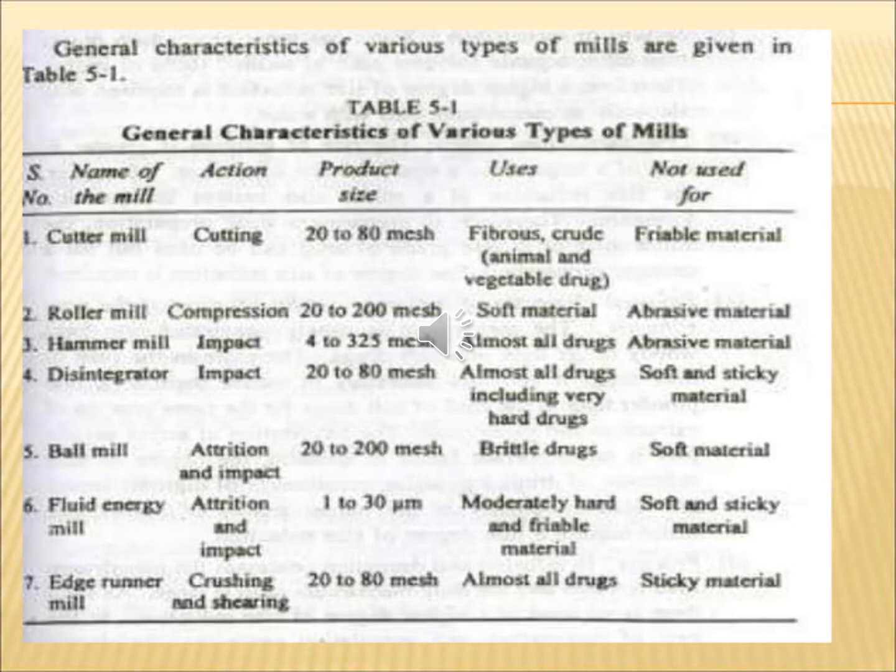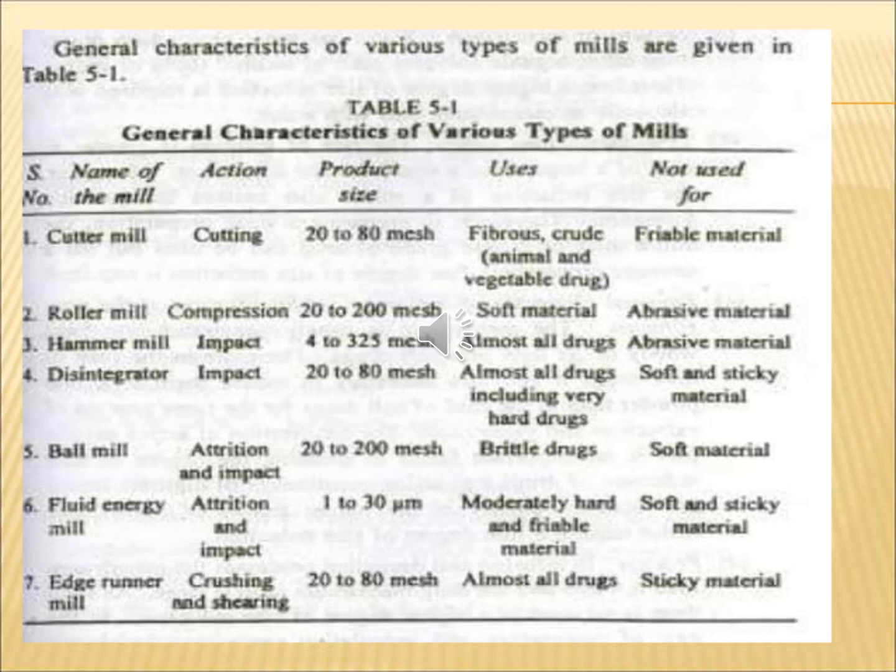So general characteristics of various types of mills are given in the table. Here is the detailed comparison: name of mill, action, drug product, uses, and not used for what. So cutter mill, action cutting, product size 20 to 80 mesh, uses fibrous crude like animal and vegetable drugs, not used for friable material. Then second one is roller mill, action compression, product size 20 to 200 mesh, uses soft material, not used for abrasive material.